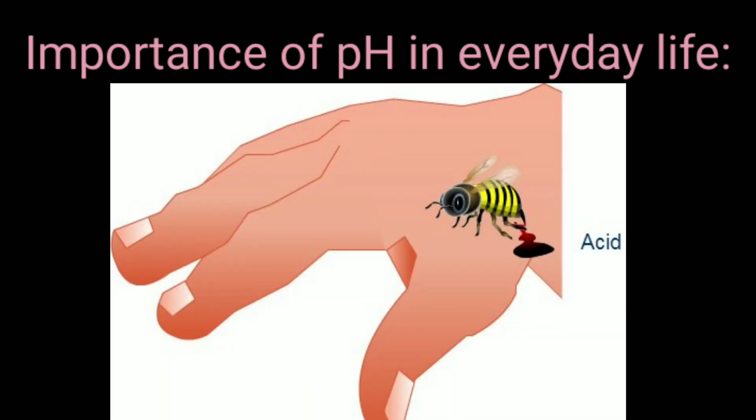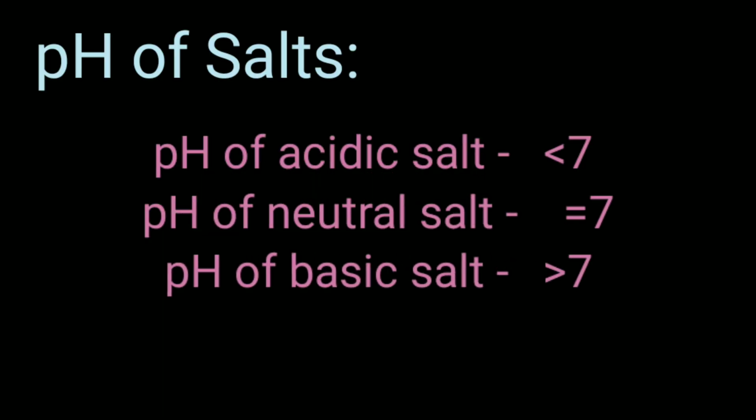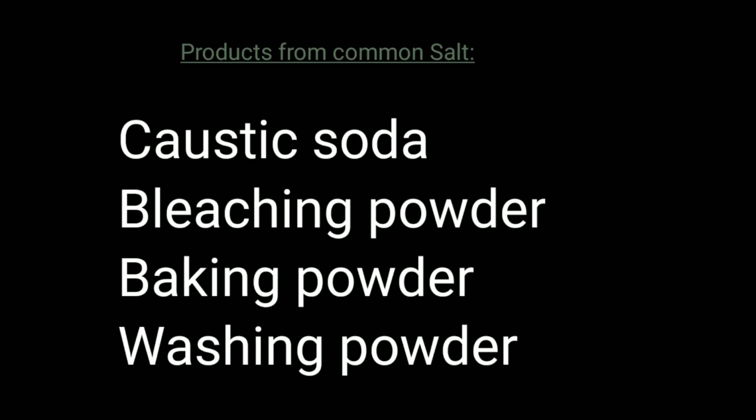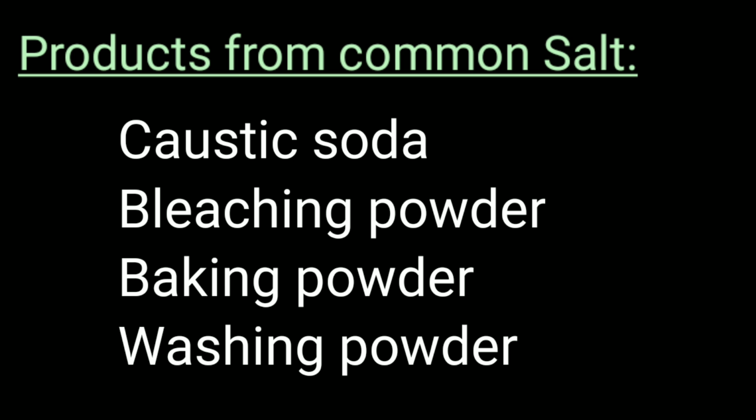A bee leaves methanoic acid when it stings us. This causes pain and irritation, as we know. So that can be neutralized with baking soda or limestone. The pH of acidic salt will be less than 7. The pH of neutral salt would be equal to 7, and the pH of basic salt would be greater than 7. We get many products from common salt such as caustic soda, bleaching powder, baking soda and washing soda.